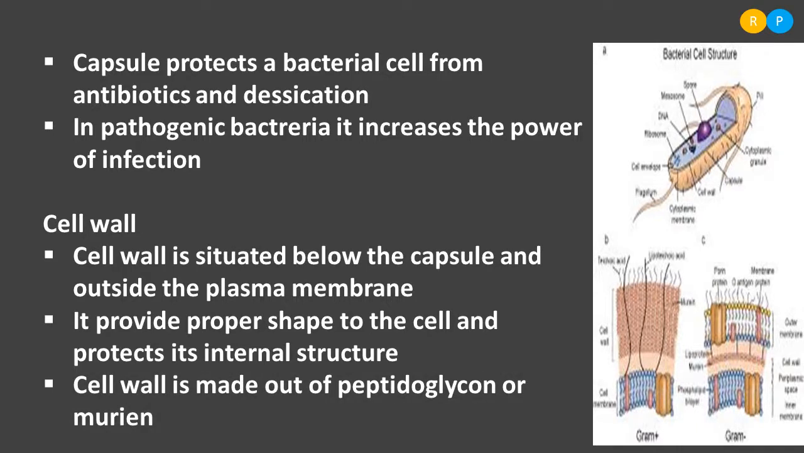The cell wall is made out of a component called peptidoglycan, or it is named as murein. So this is the component of the cell wall in the bacterial cell. This is a very important concept. So the cell wall in bacteria or prokaryotic cells is made out of peptidoglycan or murein. So cell wall nature is one of the characters used to identify two different types of bacteria.